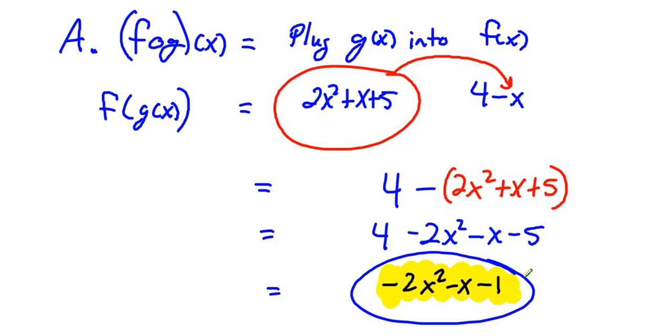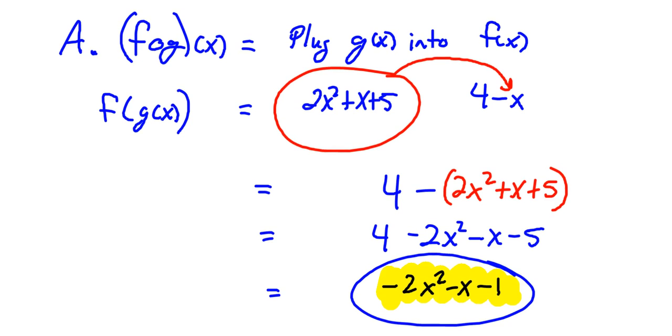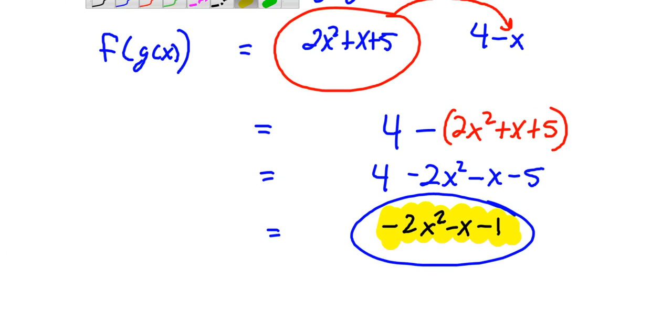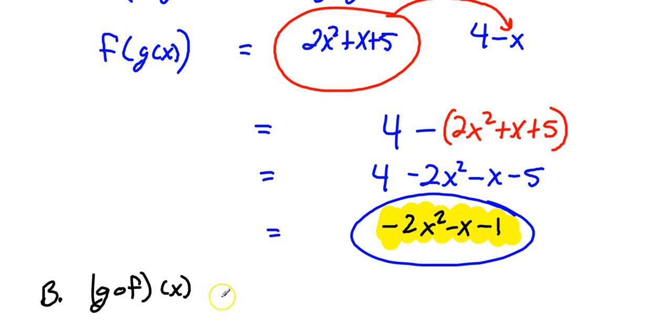Most of the time if they have you do these, you're going to have one that goes pretty easy. The other one's probably going to slow you down. Not always, but most of the time you're going to get one that's a little easier than the other. When we go the other route, let's go the opposite here. Let's go g of f. This time we're going to plug f of x into g of x.